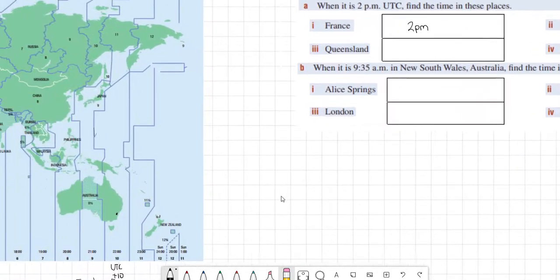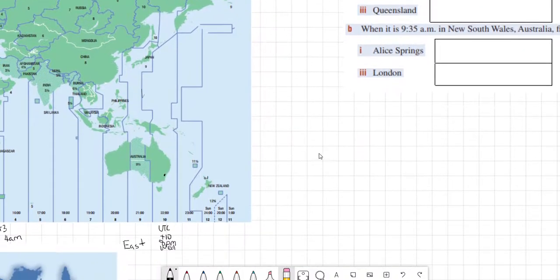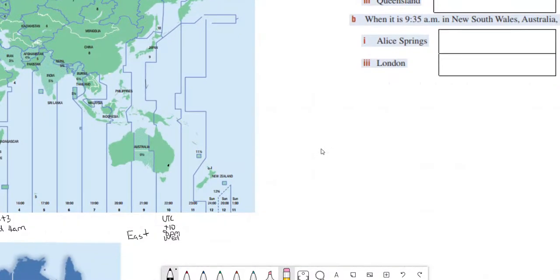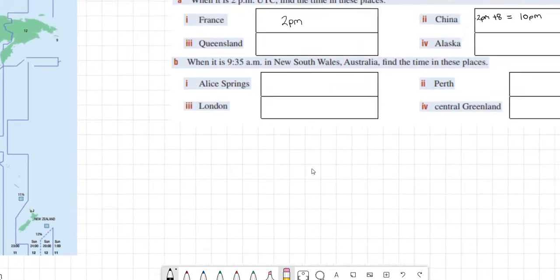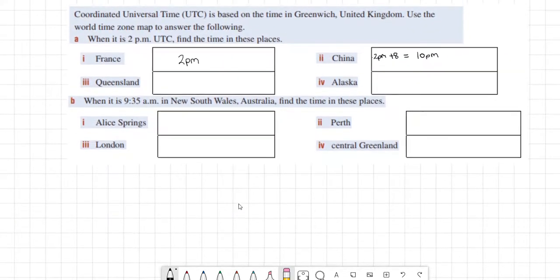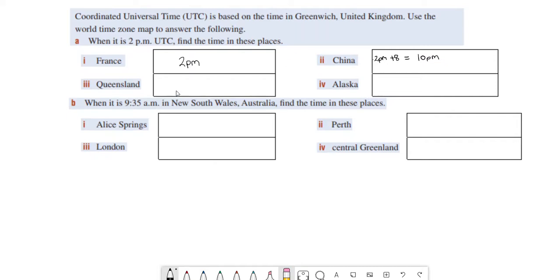Now Queensland was the same as Sydney, so it's UTC plus 10. So we've got 2 p.m. plus 10 hours. Now if we do 2 p.m. plus 10, that will take us up to midnight. So it'll be midnight on the same day.